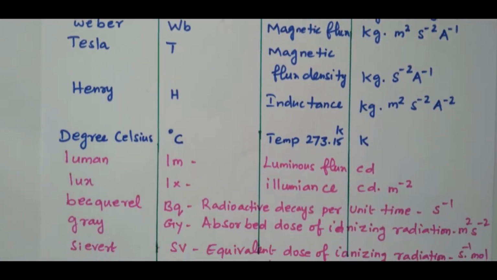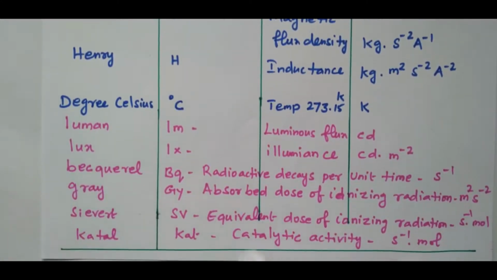The next one is lumen. What is luminous flux? Luminous flux, the unit is lumen, which is cd, candela. Then illuminance is lux. The symbol is lx. cd·m⁻².